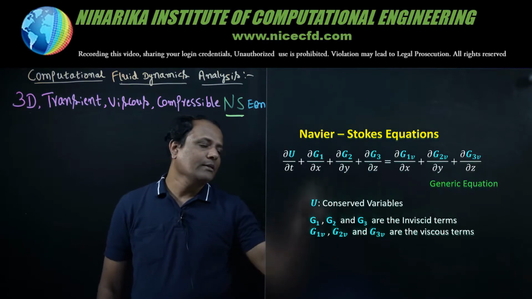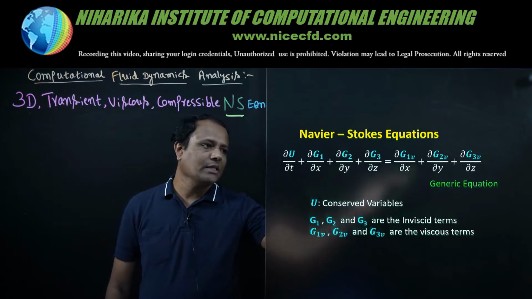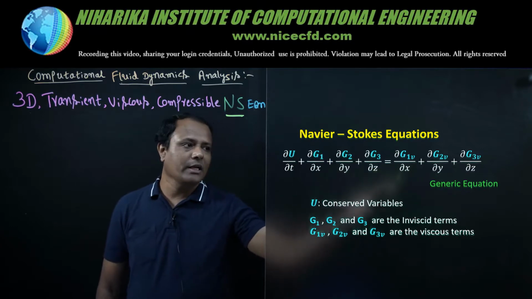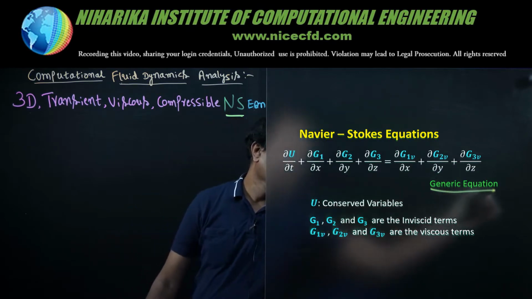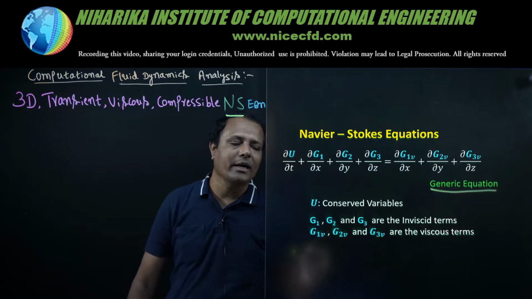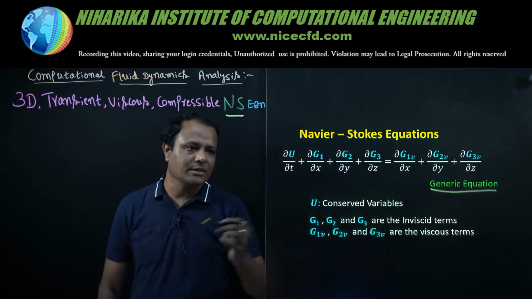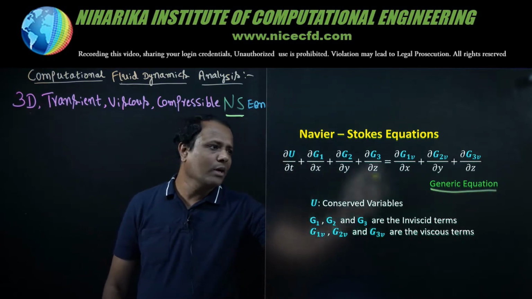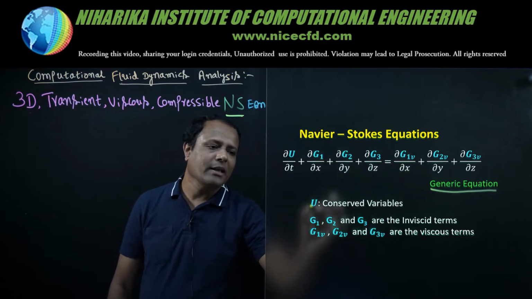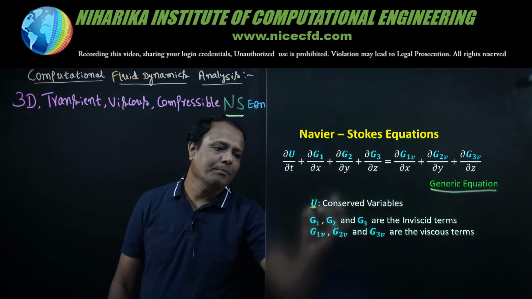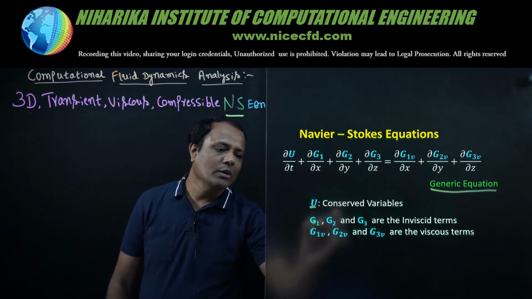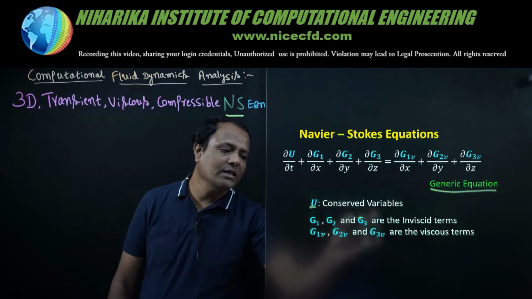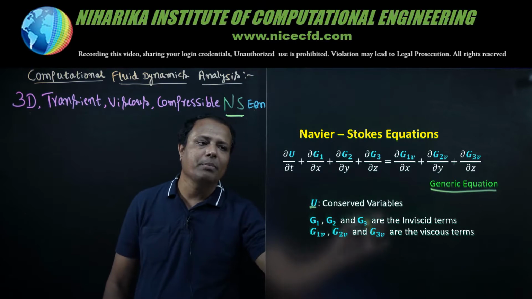Now, you can see the Navier-Stokes equation in partial differential form. This equation I have given the name generic equation. Why? I will explain in a few minutes. You can see two colors in this equation. A slightly bright color: I have highlighted U, G1, G2, G3, G1V, G2V, G3V in a bright color.